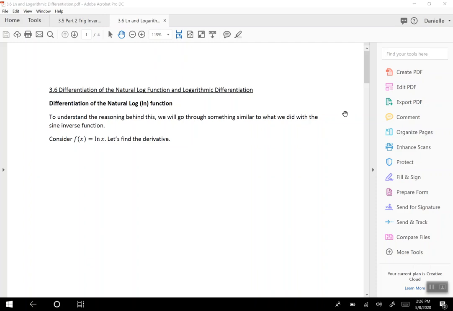So the idea is the same as what we did with the sine inverse, and that is if we can somehow undo this natural log, then we don't have it there. We can maintain something that we can work with a little bit more easily. So in order to undo the natural log, we have to remember what the inverse of the natural log function is. So little review here.